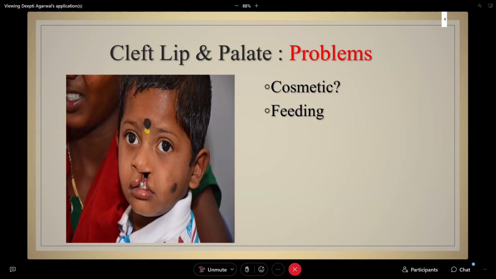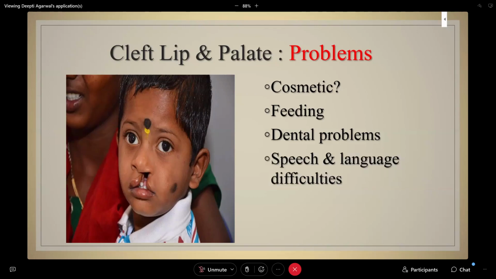The child has difficulty in suckling because of lack of suction, because of the gap present in the roof of the mouth and lips. Then there will be dental problems also, like natal teeth, microdontia, taurodontism, ectopic eruption, delayed tooth development. Then what else? Speech and language difficulties. Abnormal nasal resonance and difficulty in articulation will be there, which will lead to difficulty in language acquisition, both expressive and receptive. Language acquisition is delayed.